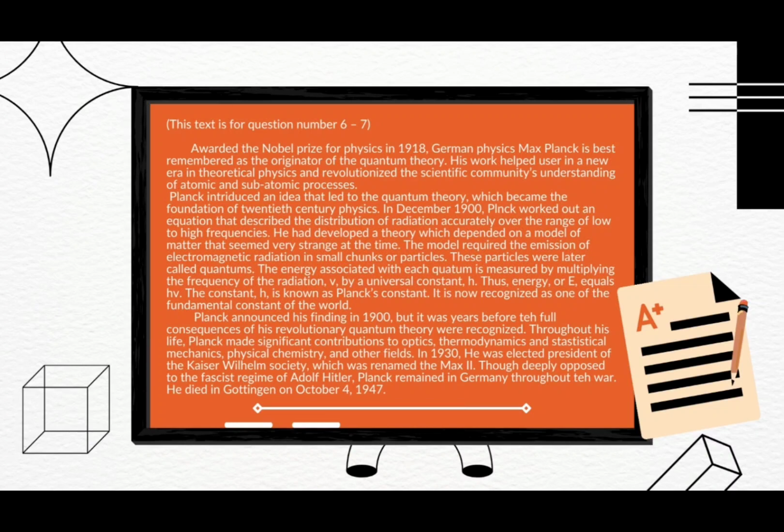Throughout his life, Planck made significant contributions to optics, thermodynamics and statistical mechanics, physical chemistry, and other fields. In 1930, he was elected president of the Kaiser Wilhelm Society, which was renamed the Max Planck Society. Though deeply opposed to the fascist regime of Adolf Hitler, Planck remained in Germany throughout the war. He died in Göttingen on October 4, 1947.